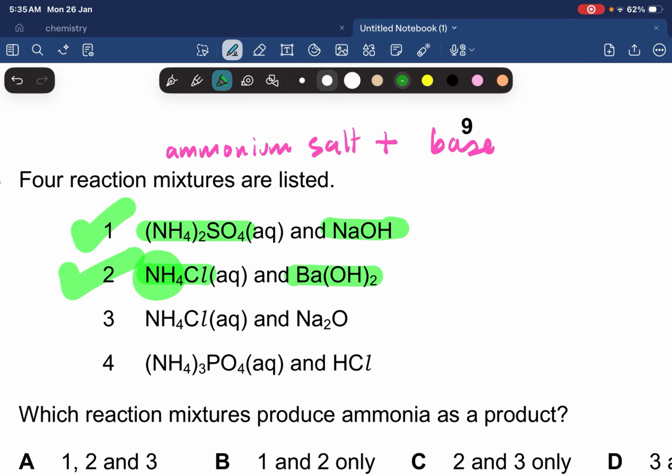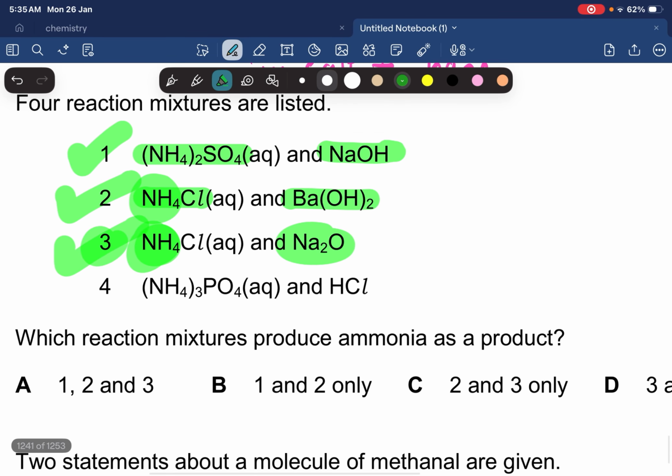Yeah, ammonia can basically donate its proton, right? This is a base. Ammonium ion is an acid, a proton donor. You can form sodium chloride plus ammonia plus water or whatever. So this also qualifies. Ammonium phosphate plus HCl. Basically both are proton donors.